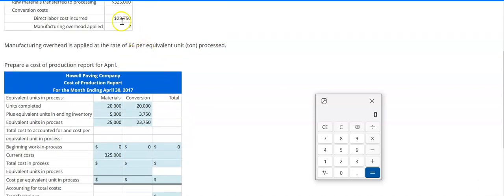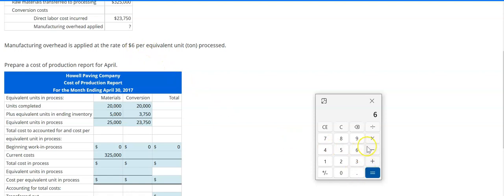We have to do a little bit of work here to get this figure. We are provided with this $23,750 in direct labor costs. And then somewhat ironically, we have exactly 23,750 equivalent units in work in process as to conversion. And then notice that we are applying overhead at a rate of $6 per equivalent unit processed. Somebody calculated this $6 and they're just giving it to us.